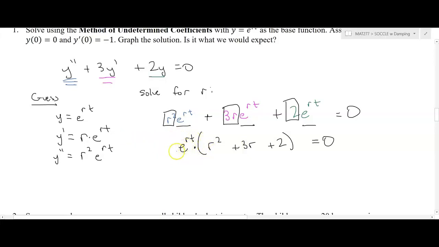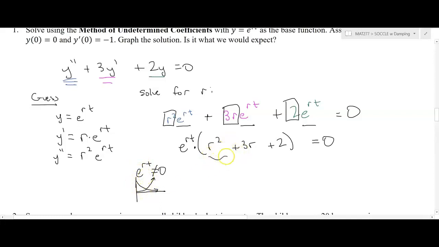Now e to the rt never equals 0. Even e to the rt does one of a couple of different things. It either grows exponentially or it's going to decay exponentially. So that could look like this. Those are our two options there. And if it grows, then obviously it's not going to approach 0. And there's no number you could raise e to in order to get 0. So e to the 0 is 1, e to the negative 1 is 1 over e. So these functions will never equal 0.